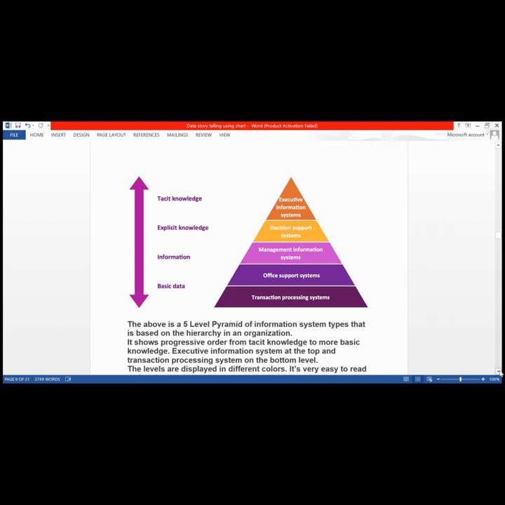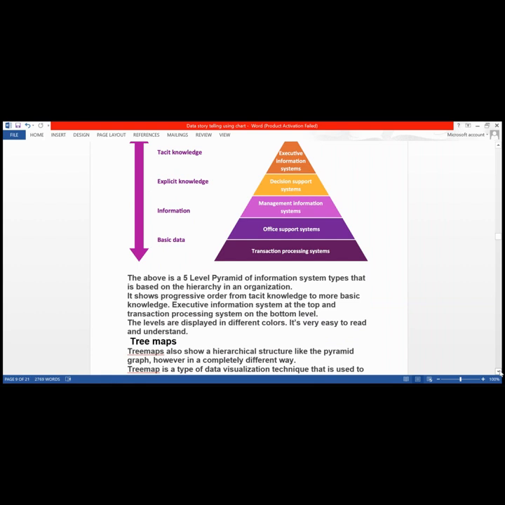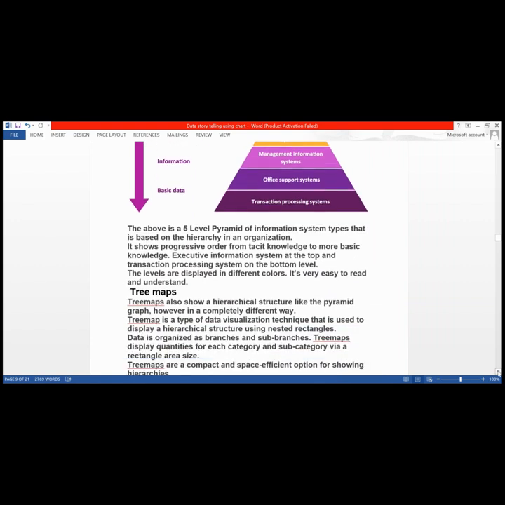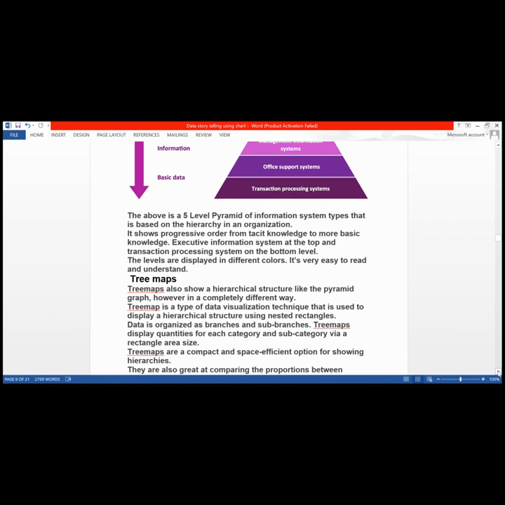It is an information system type that is based on the hierarchy in an organization. It shows progressive order from tacit knowledge to more basic knowledge. You know what tacit is. So executive information system at the top and transaction processing system on the bottom level. So it is used to show hierarchy in business or in an office or in an organization. The levels are displayed in different colors. It's very easy to read and understand.